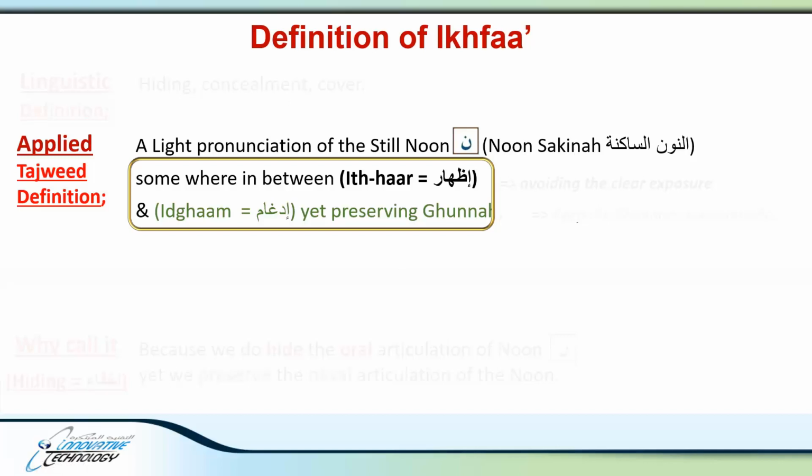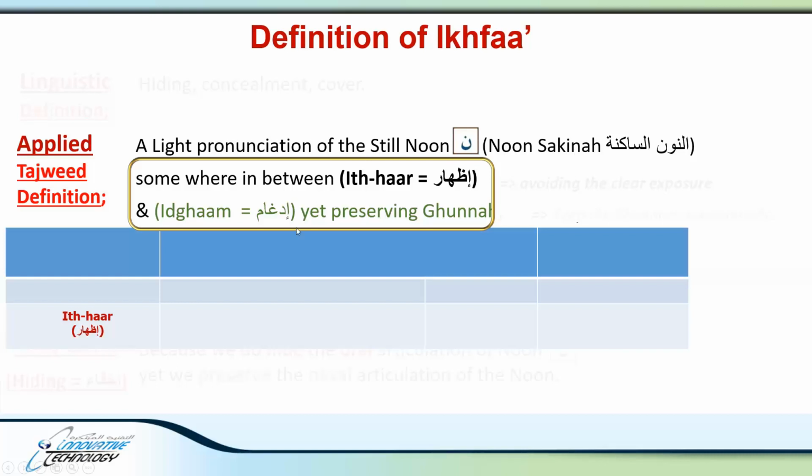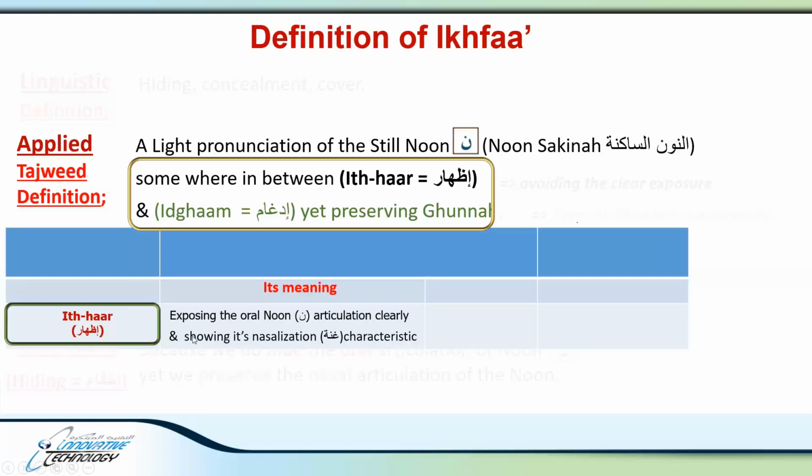Now, after that quick revision of the characteristics and articulation points of the noon, we can go back to the Applied Tajweed definition that we mentioned earlier, and explain what we mean by in-between Idhhaar and Idghaam. Idhhaar, as we said in previous lessons, is exposing the noon articulation clearly and showing its nasalization characteristics. So both the oral articulation and the nasal articulation with the ghunna will be clear and exposed.